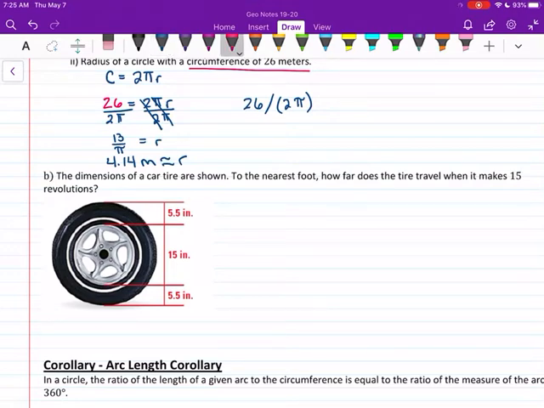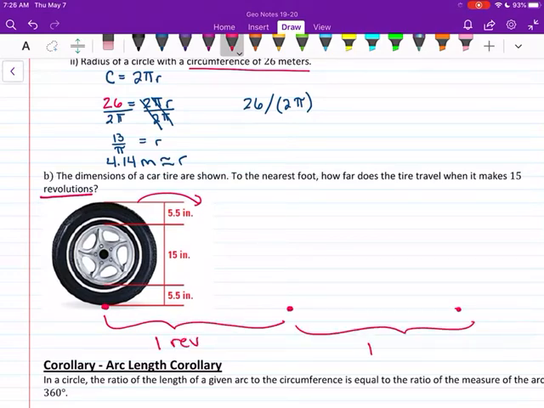A revolution is basically if I put a dot of paint here on the tire and the tire rolls, and it'll keep rolling and rolling, and then that dot of paint will hit again, and then it will hit again, right? So this is one revolution, and this would be one revolution, okay? Every time that dot of paint hits the ground, it is a revolution.